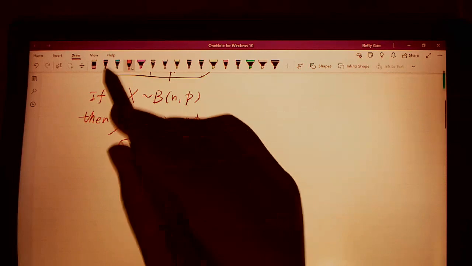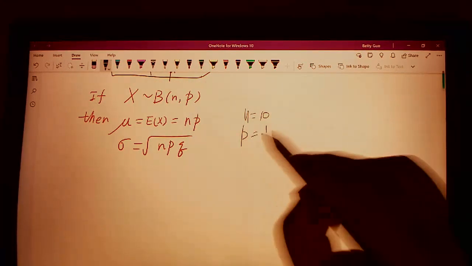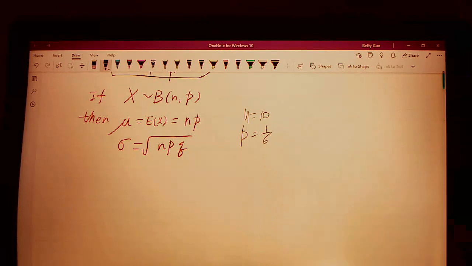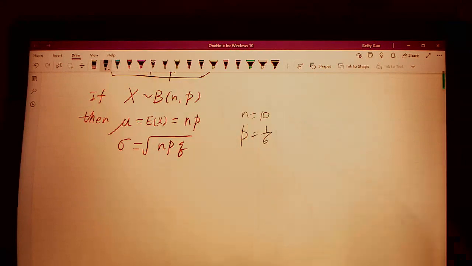So in our case, n equals 10, p equals 1/6. And multiply the 2 numbers together. Simply take the product of the 2 parameters, and we would have the mean we are looking for. Just multiply n and p. So 10 times 1/6, 10/6 or 5/3. Yeah, that is the mean.